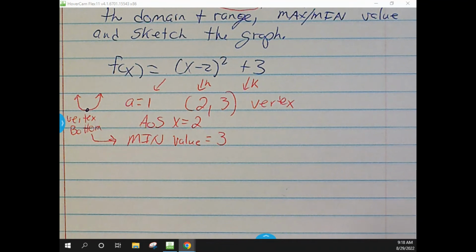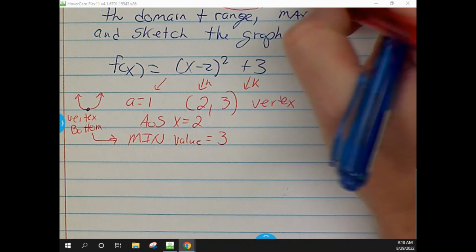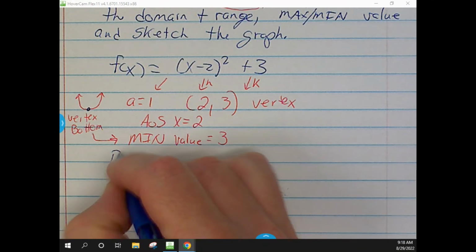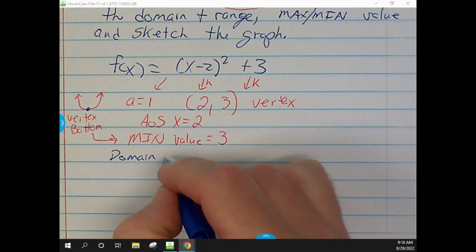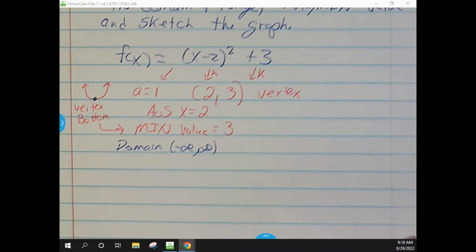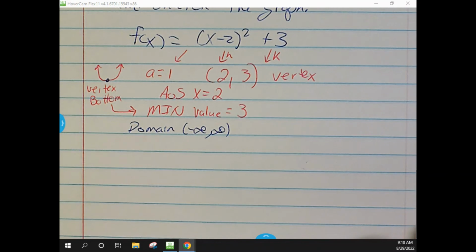Okay. Now, actually, while we're here, we've got the axis of symmetry. We're going to go ahead and do the domain and range. Because domain is always negative infinity to infinity. That will not change for any quadratic, anytime, anywhere, any way.